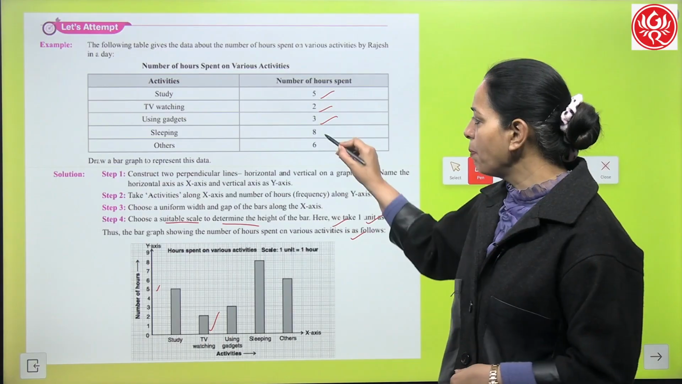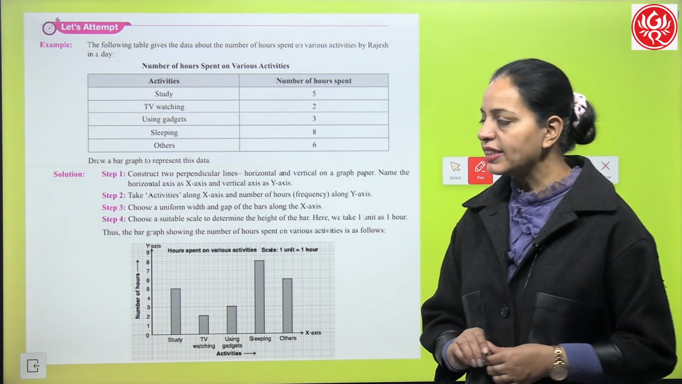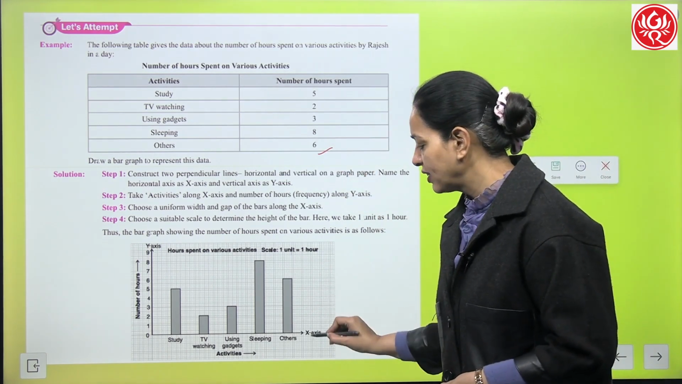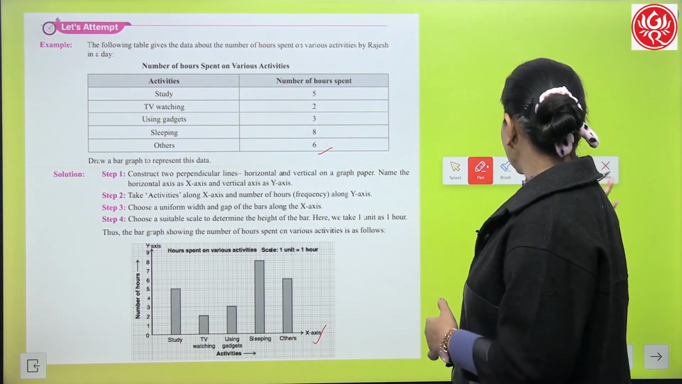Then next, sleeping 8 hours. Then here like this, and the next is others, 6 hours. So like this. Right, so this is the bar graph. I hope this is clear to you.